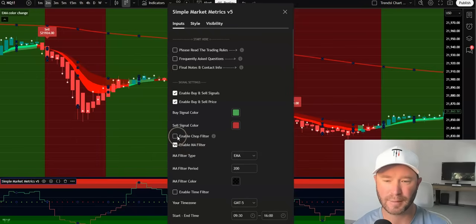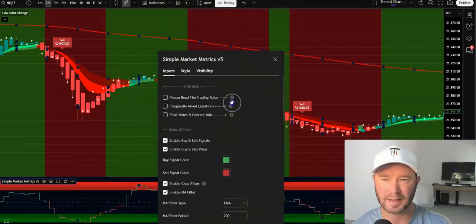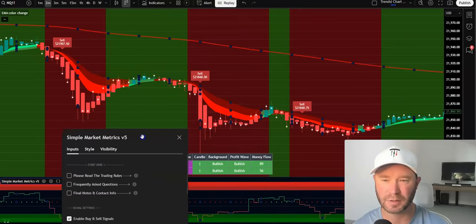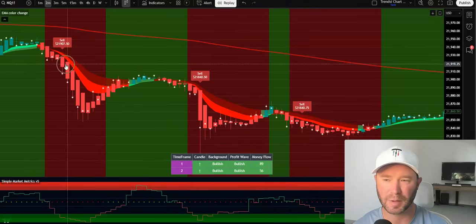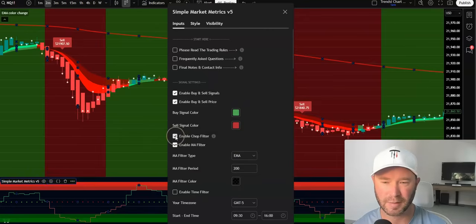Now, you can enable the chop filter. A chop filter, anything more that you add to this is going to give you more signals, but it might give you signals that are a little bit later within the trend. So I like to personally just keep this off and this one on, okay? This is going to give you the best results.